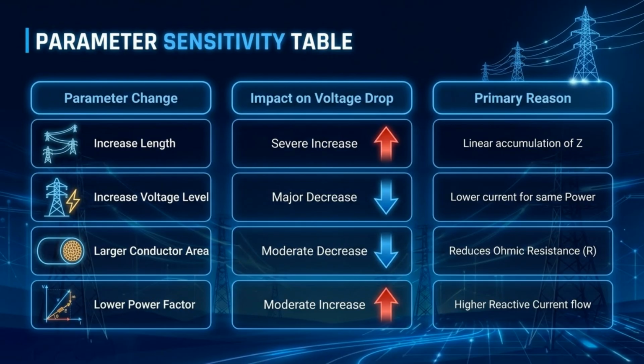The parameter sensitivity table summarizes key impacts. Increasing length severely increases voltage drop. Increasing voltage or conductor area decreases it, while lowering the power factor increases it.